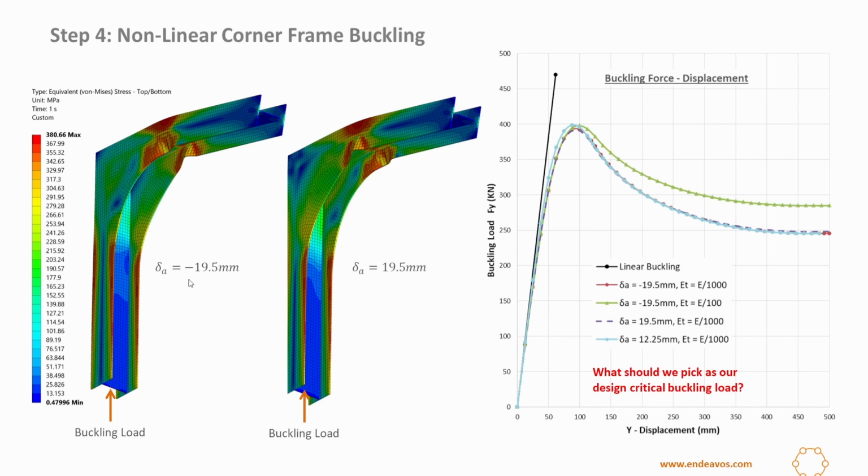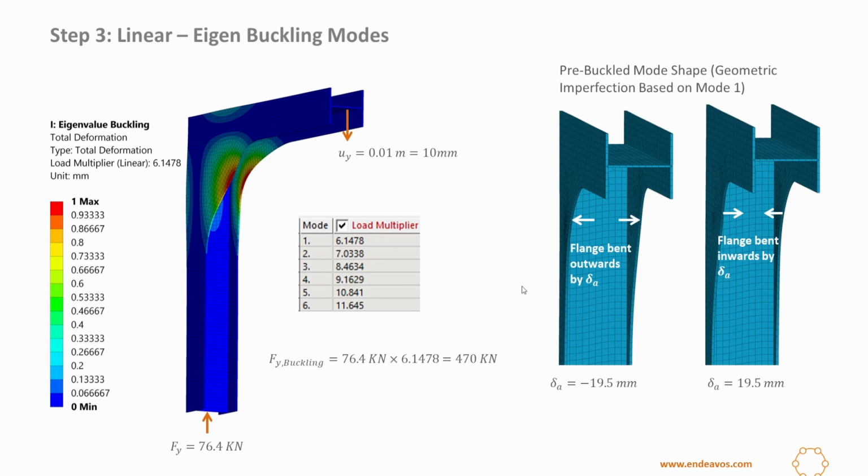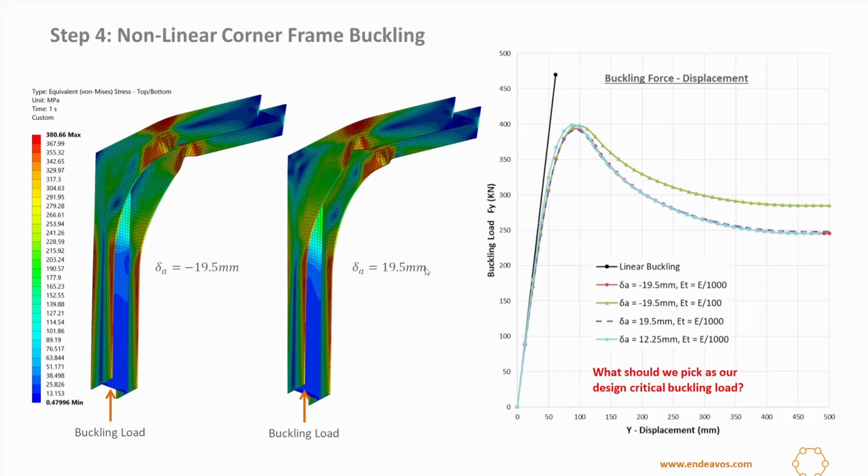So here is the result of the nonlinear buckling simulation. You can see for the case of minus 19.5 millimeters, this is how the buckled structure looks, and in the other case, this is how it looks. In one case it buckles outwards, and in the other case it buckles inwards. For the minus 19.5 millimeter case, where the flange is bent outwards, it actually buckles inwards, as you can see here. In this chart, I'm comparing the linear buckling analysis with the nonlinear simulation results.